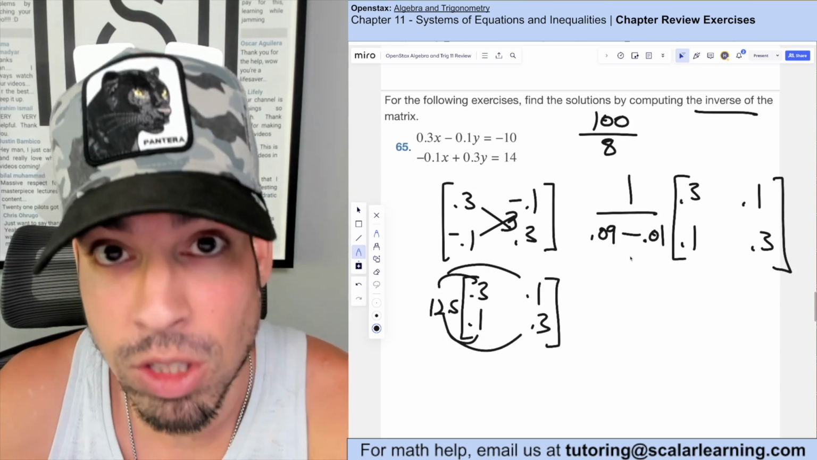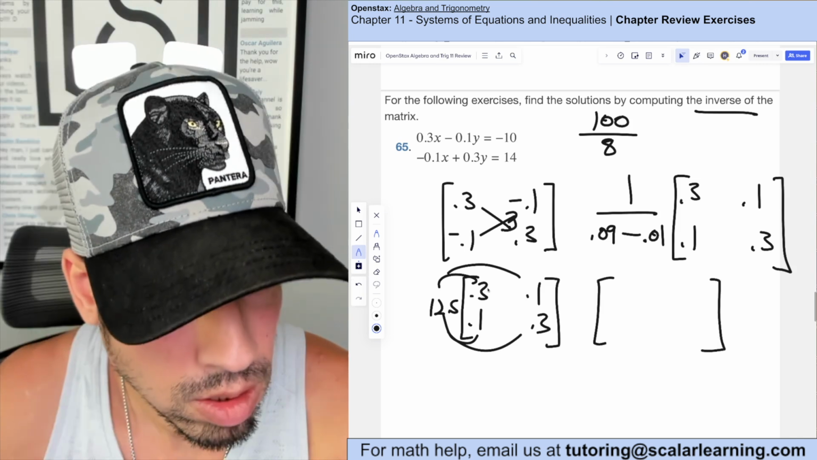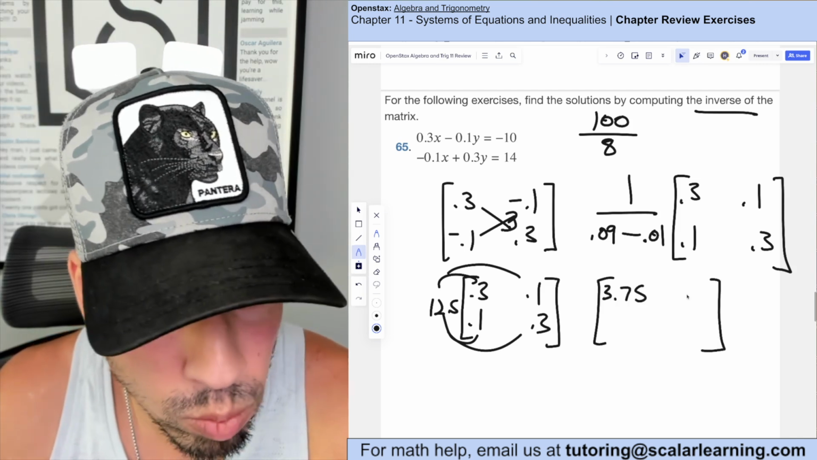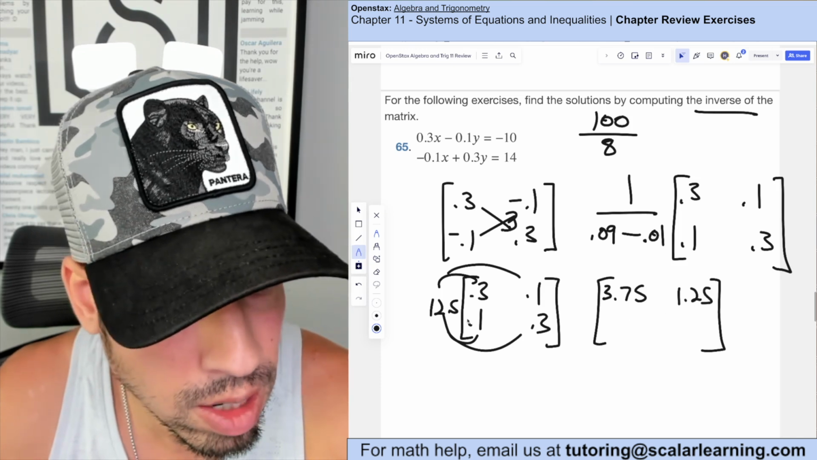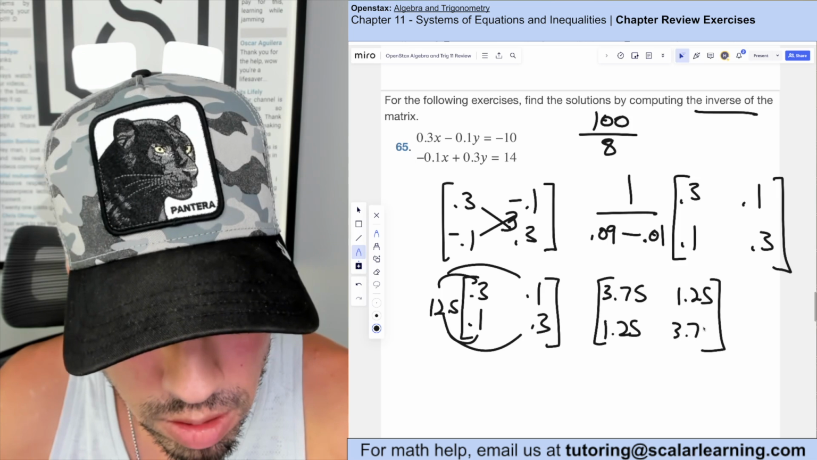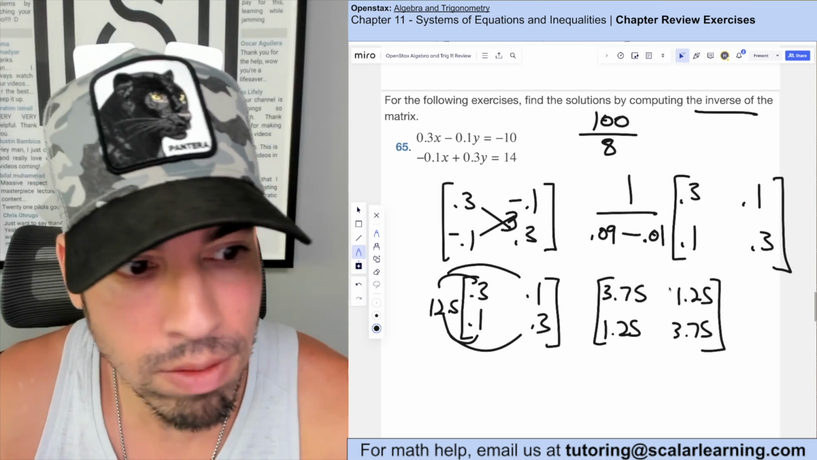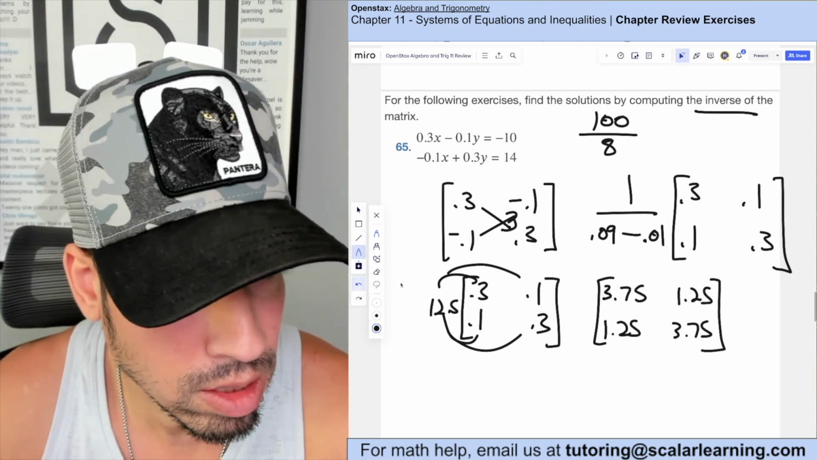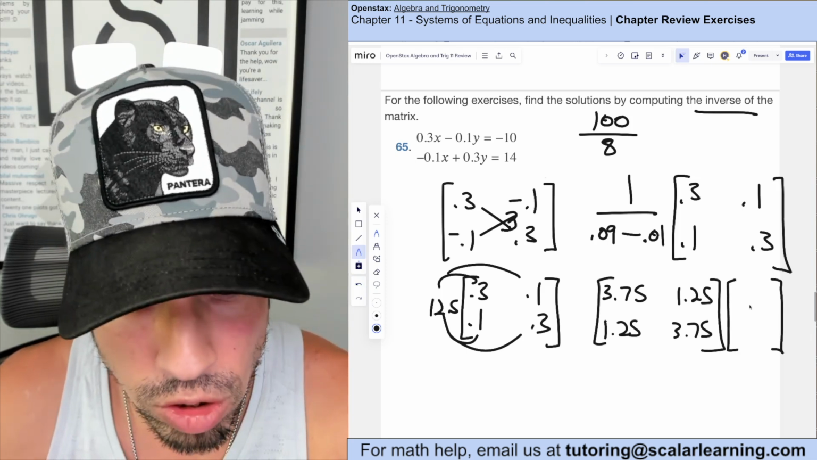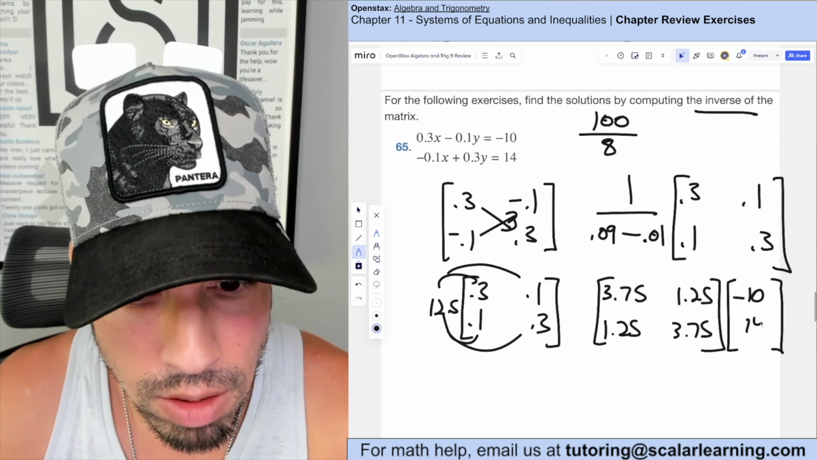And then we're going to distribute in, boom, boom, boom, boom. Just good old-fashioned scalar multiplication. So this times this is 3.75, times 0.1 is 1.25. Again, same here. And then down here is again 3.75. Now that we have the inverse, we take that and we multiply it against those values, right? Those are the constants of each of those equations. So we got negative 10 and 14.